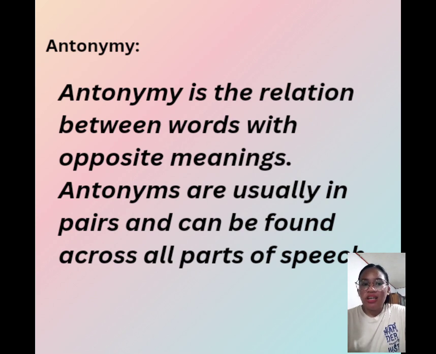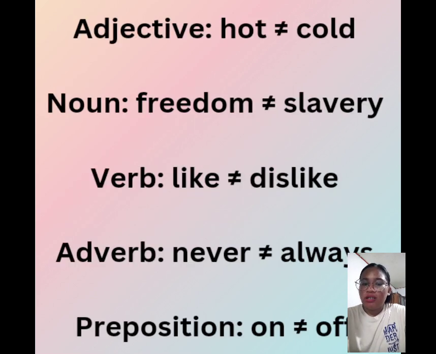Antonymy. Antonymy is the relation between words with opposite meanings. Antonyms are usually in pairs and can be found across all parts of speech. Here are some examples. Adjective: hot does not equal cold. Noun: freedom does not equal slavery. Verb: like does not equal dislike. Adverb: never does not equal always. Preposition: on does not equal off.